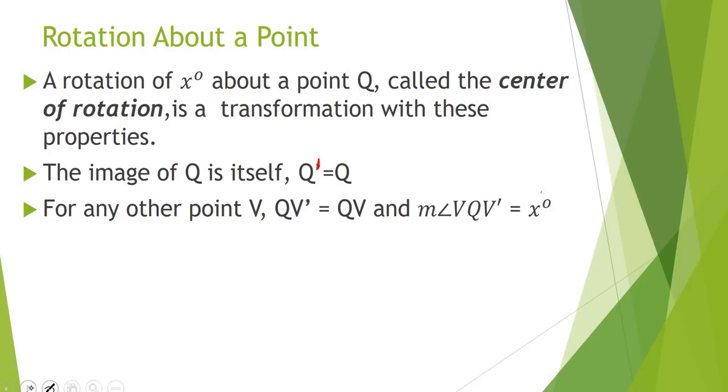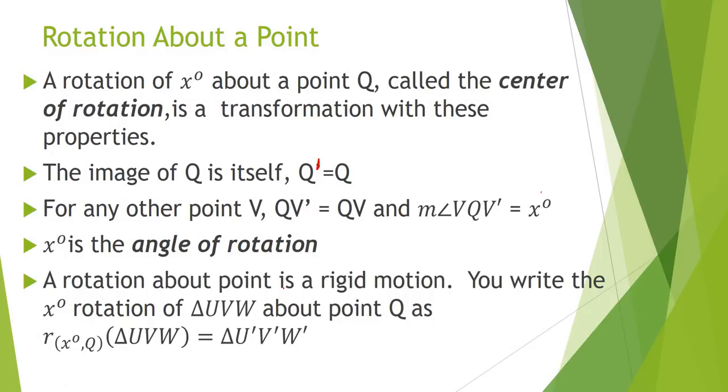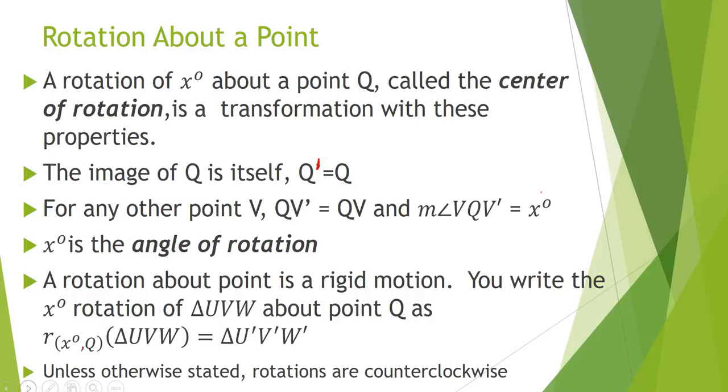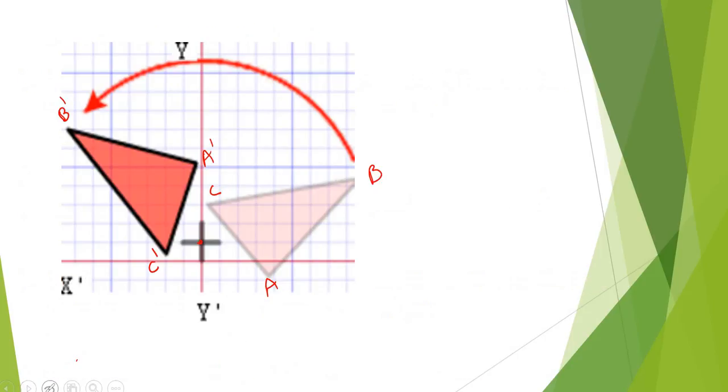Now let's see what other properties we need to look at. X degrees is called the angle of rotation, and a rotation about a point is a rigid motion. You can write the x degree rotation of triangle UVW about the point Q as R for rotation, giving the number of degrees and the point we're rotating around, of the original triangle equals the new triangle that's been rotated. Again, think of your record player: if you place a triangle on the record and spin the record with your finger, the triangle is going to move around that center, but it's not going to change its size or its shape. Unless otherwise stated, rotations are considered to be counterclockwise.